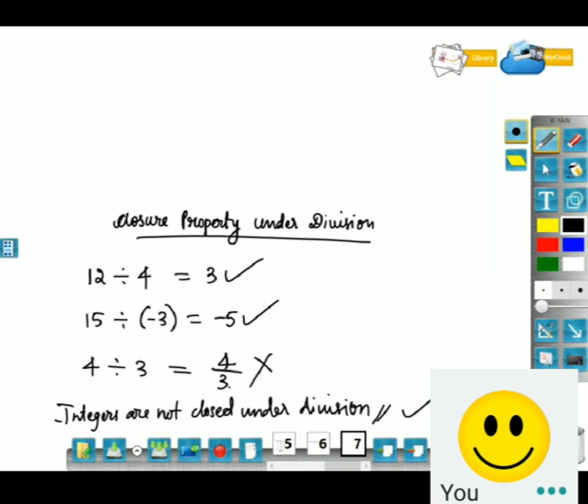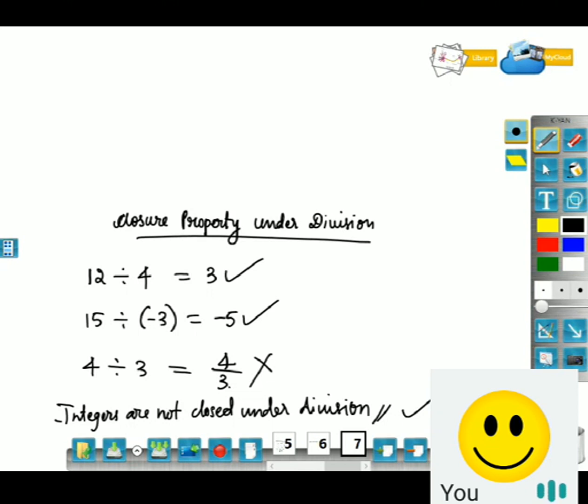Under division, the closure property is also not holding. Next, we check the commutative property. Integers are not commutative under division. In the same way, next we check the associative property. Integers are not associative under division. Okay. For all these three, we will not get LHS and RHS equal. For closure, for commutative, for associative, these properties are not obeyed.